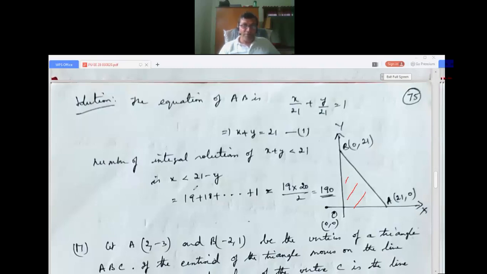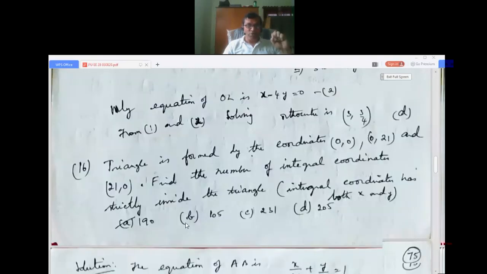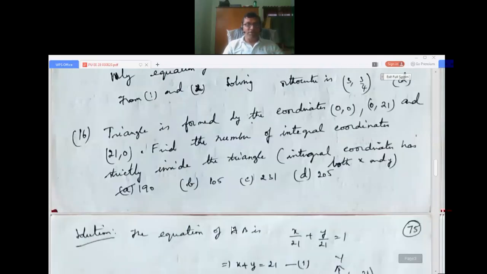If I take a y value, for example y as 1, and go on finding all the solutions, there will be 19 solutions, then 19 plus 18 plus 17 plus 16 till 1. So this is the sum of natural numbers from 1 to 19. The sum of natural numbers from 1 to n is n into n plus 1 by 2. So 19 into 20 by 2 is 190. So the number of integral solutions will be equal to 190. Once again I repeat.